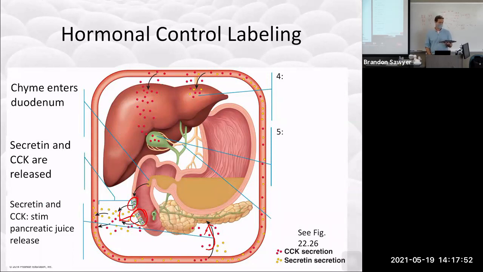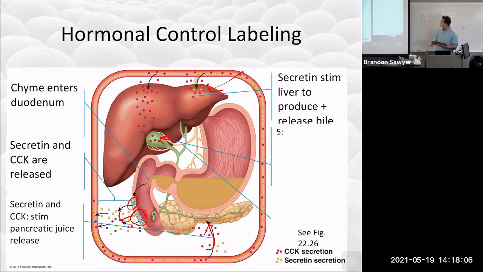Right, so they both had that action, right? Both secretin and CCK had that action, okay? And then we can see some actions happening here with the gallbladder next, right? Or sorry, that was 5. So we're going to the liver next, okay? So secretin stimulates the liver.